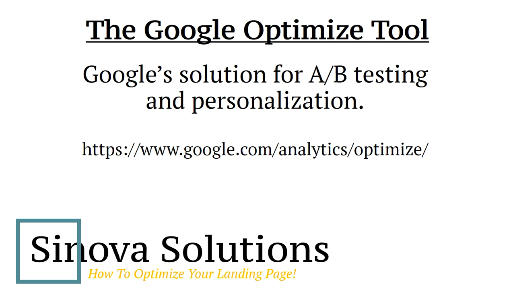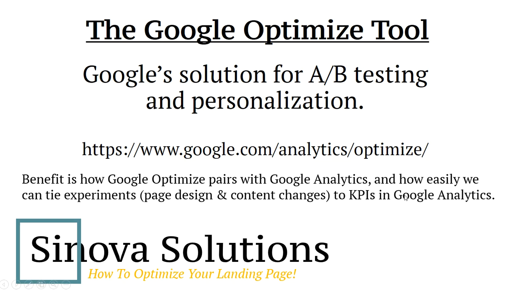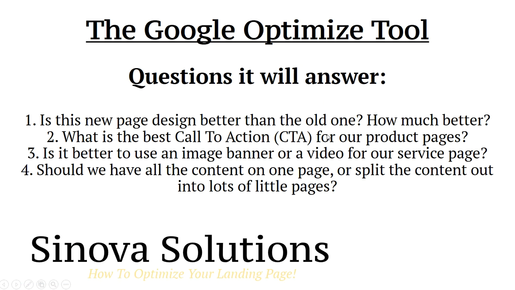And again, you want to always think about how you're testing with digital marketing. You always want to have your hypothesis. I think X is going to work, and then you want to test against that with a different alternative, and you want to track and see which one wins. That's what A/B testing is. Again, this tool is really going to be helpful for you because Optimize will pair with Google Analytics, and it's going to easily tie experiments such as page design or content changes to your key performance indicators in Google Analytics. So you'll be able to test what's working and what's not working.